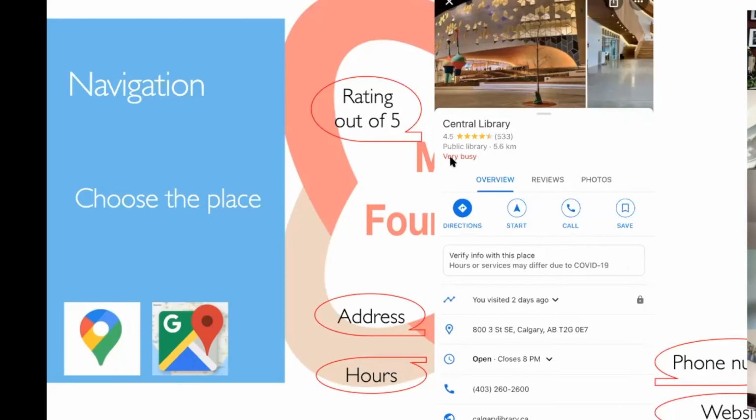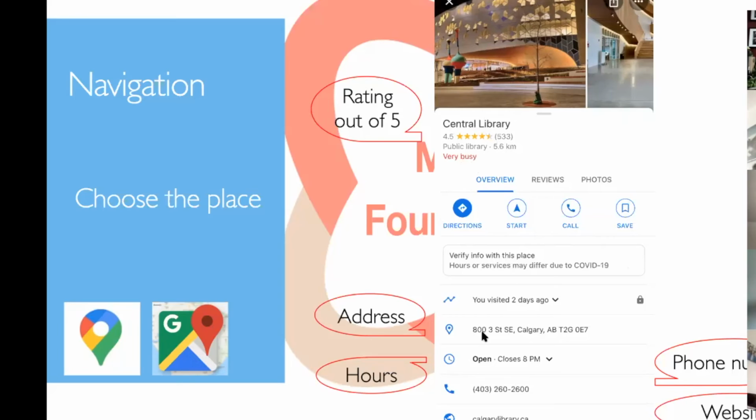Depending on how big the location is, it might also have information on how busy it is. A lot of grocery stores will have this. So it could say very busy like the Central Library did on this particular time, or it could say it's quiet, or it's moderate or whatnot. But that can be useful if you're trying to plan out a trip and you want to avoid people.